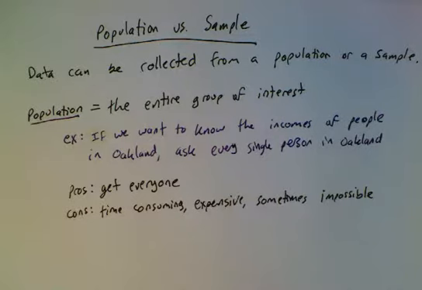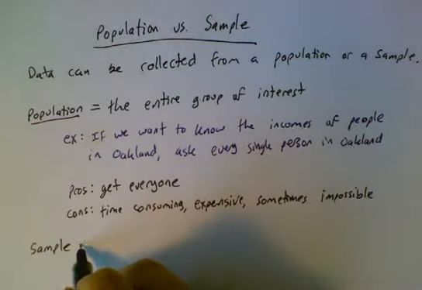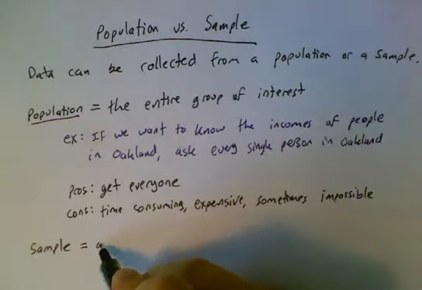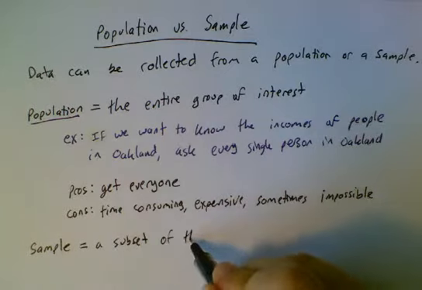If you have a small population of interest, so for example, if the population that I'm interested in is Wilson Prep, it's relatively easy to get population data. You just ask every single student in the school. But for larger populations like the United States or the world, very, very difficult. So oftentimes what statisticians do instead is they take a sample. And a sample is just a subset of the entire group of interest.